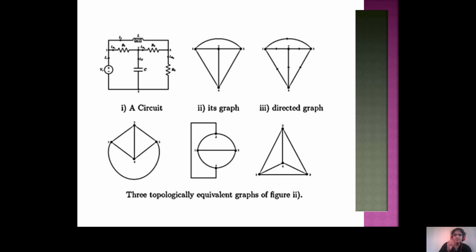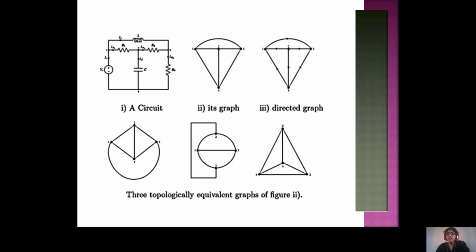So first we have a circuit, and for the circuit we convert it in the form of a graph, and this graph is converted to the directed graph. So how do you convert it to a directed graph? You have to assume the directions, whether entering or leaving, whatever it may be.